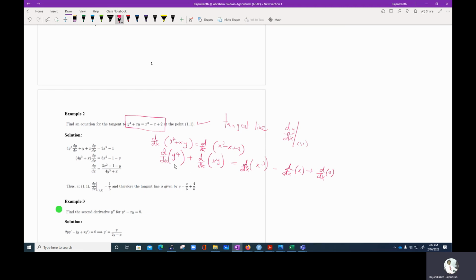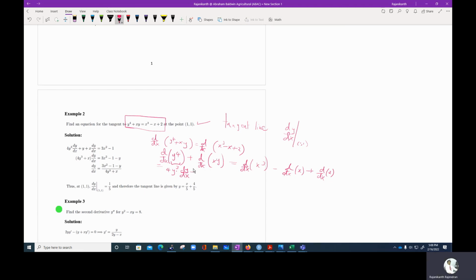So again, as I said earlier, you see now this is like a function of y. So take the derivative of y to the power 4 by using the power rule, which is 4y cubed. But the inside function is y, so its derivative is dy over dx. Remember, you are taking the derivative with respect to x, right?